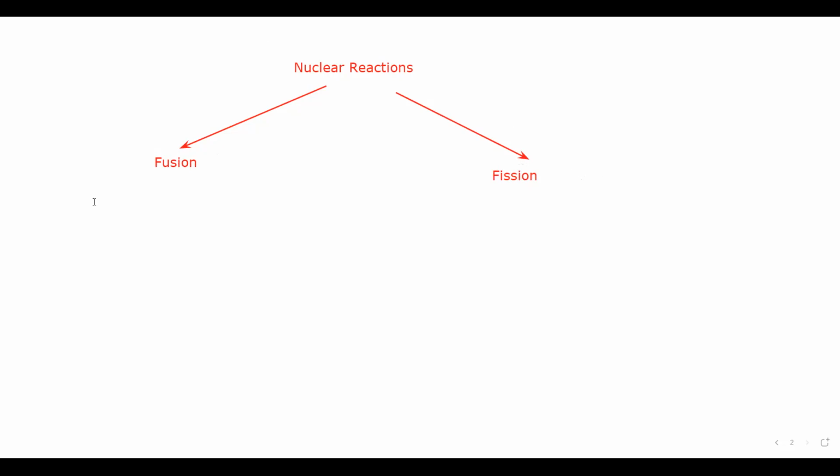What is the meaning of fusion? Fusion means when we join lighter nuclei. When the lighter nuclei join, the nucleus releases energy, and we call that nuclear fusion. And when the heavy nucleus breaks down, it is the opposite. When the heavy nucleus breaks down and releases energy, we call that nuclear fission.